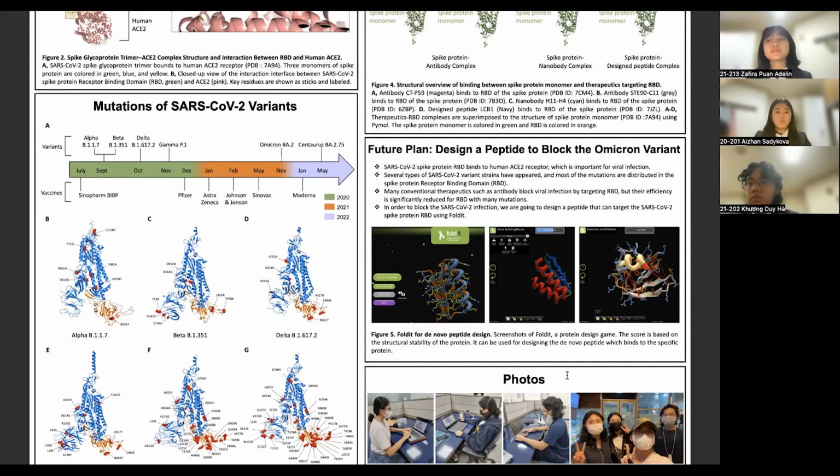So our future plan is to design the peptide on the folding program during our fall semester, and we are going to order the DNA and insert it into bacteria and let the bacteria express the protein. After that, we are going to do the purification and PCR. And at the last, we are going to test the effectiveness of the designed peptide in blocking the binding between SARS-CoV-2 and ACE2.